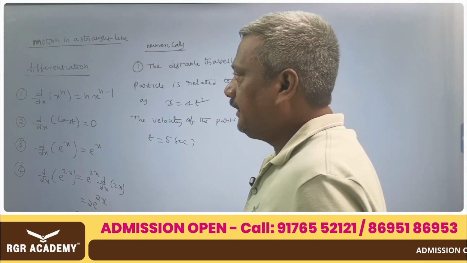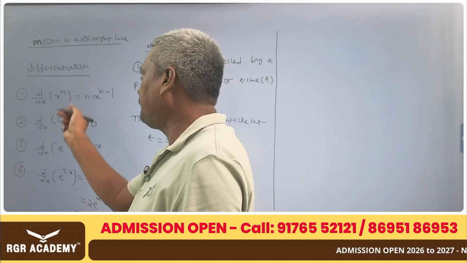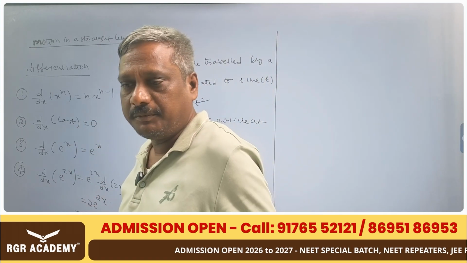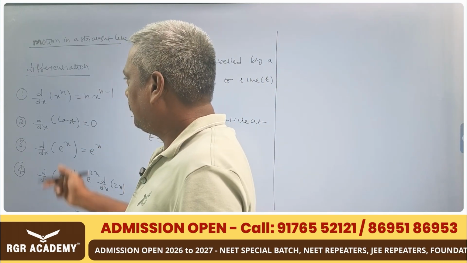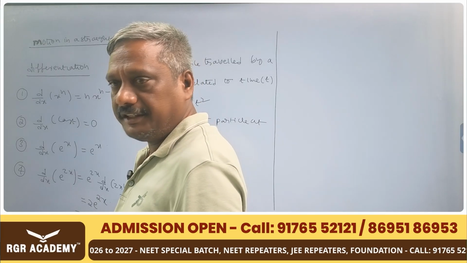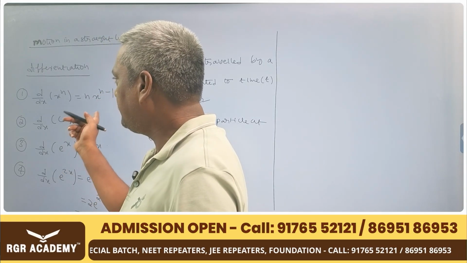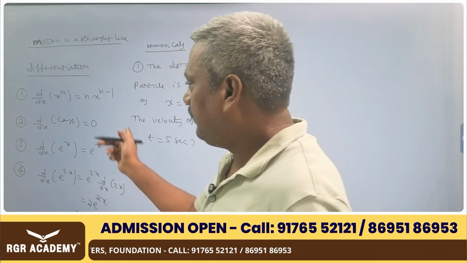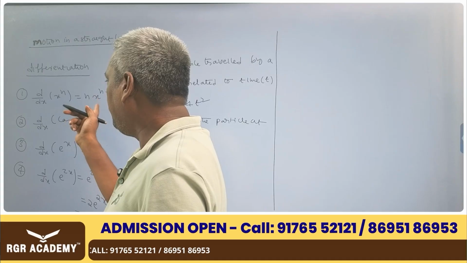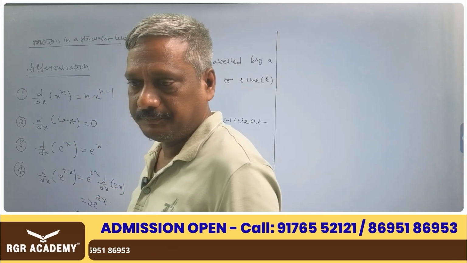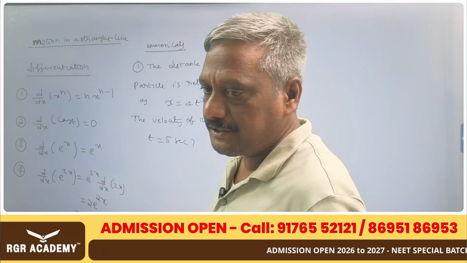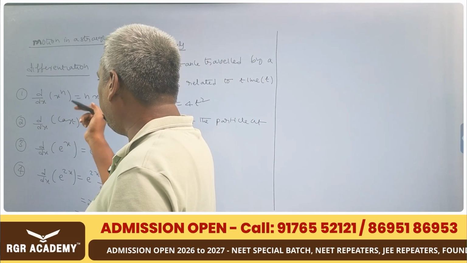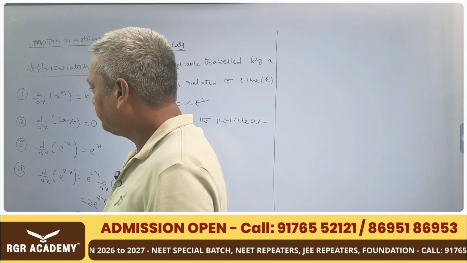How can you apply differentiation concept in physics? This is the most important concept related to physics. What are the mathematical formulas needed for us? First one is derivative of x power n. Derivative of x power n is n into x power n minus 1. That is the mathematical formula which is most important one. D by dx of x power n is n into x power n minus 1.